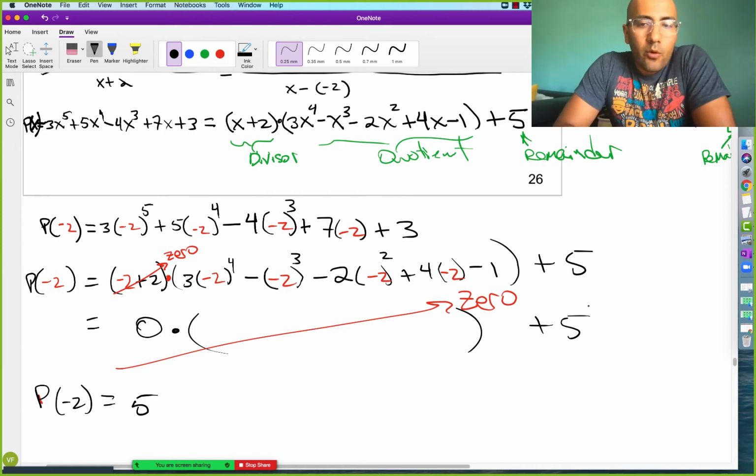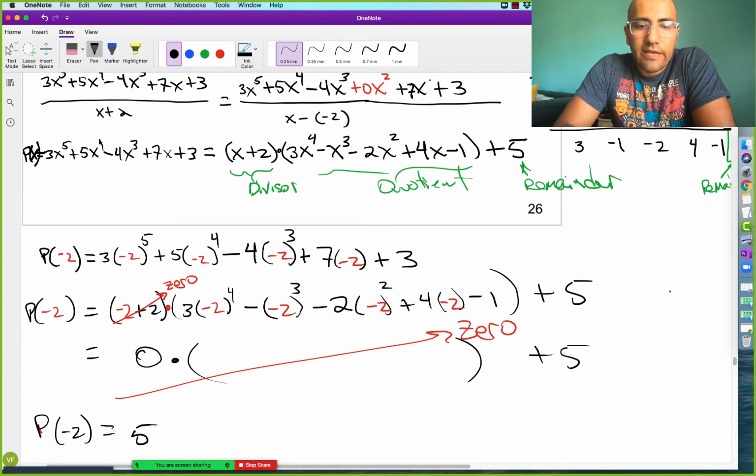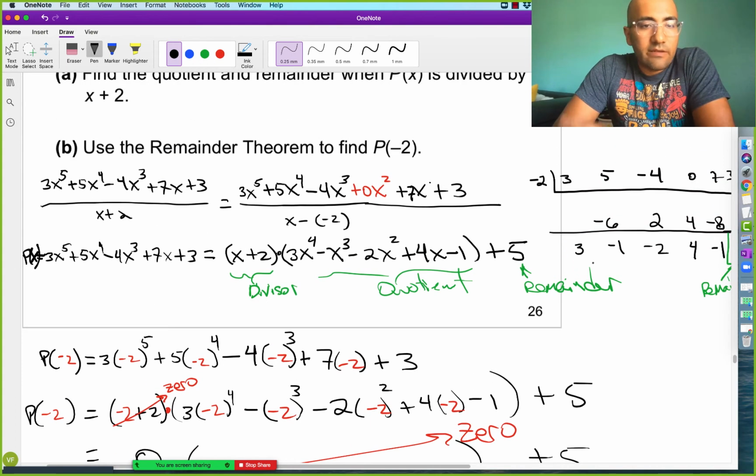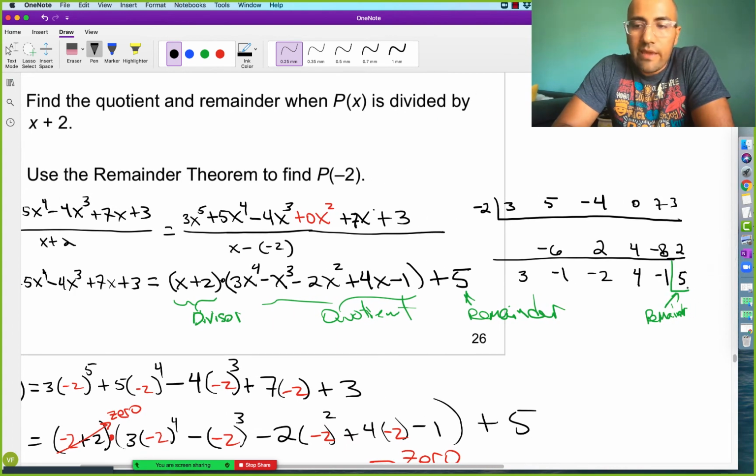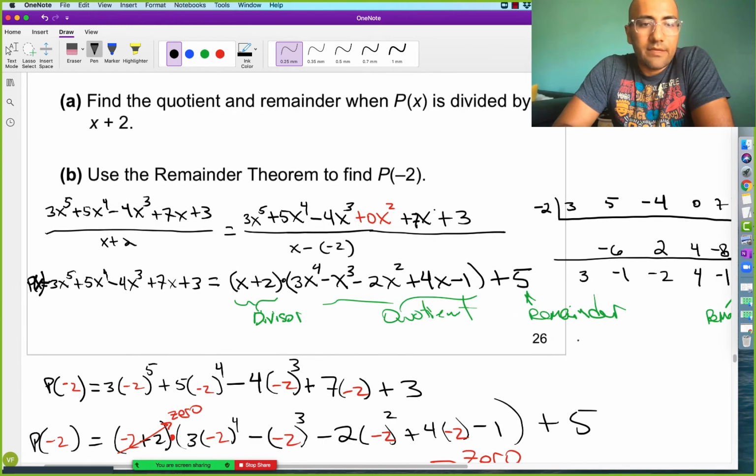Okay, so the point, bringing it all together, is that when you want to evaluate a polynomial at a value like -2, you can either plug it into your polynomial and work out all that arithmetic, or you can think about, even though they didn't ask you, dividing your polynomial by x minus that value, use synthetic division, and then the remainder will be your answer. Does that make sense?